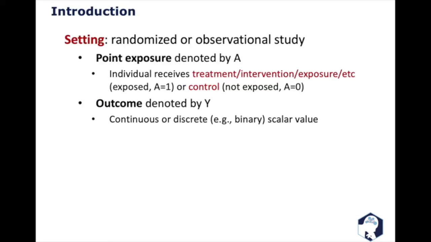We'll start by considering the scenario where we are running a randomized trial or an observational study with a point exposure denoted by random variable A. So A will be a binary variable that takes values 1 or 0 and indicates whether an individual receives a treatment or an intervention or an exposure versus a control. We'll denote our outcome by Y. So Y will be a random variable that can be either continuous or discrete, and we're going to be working with scalar values or univariate outcomes Y.